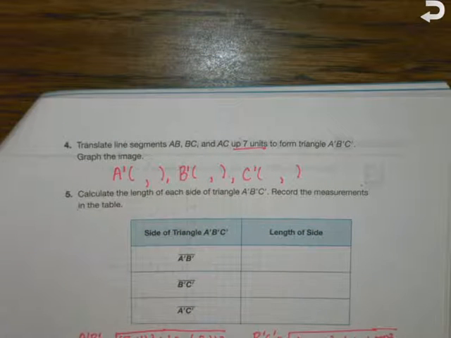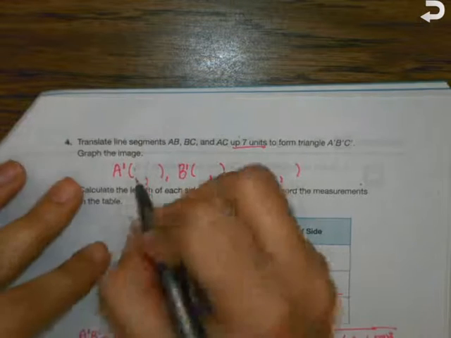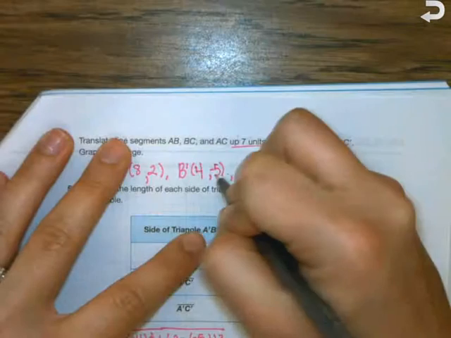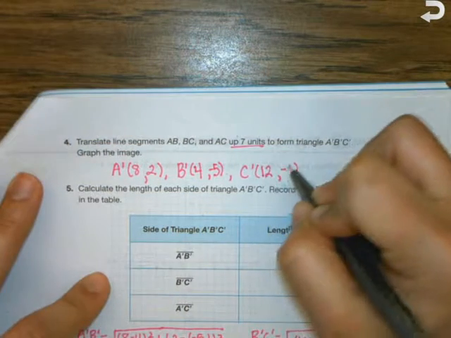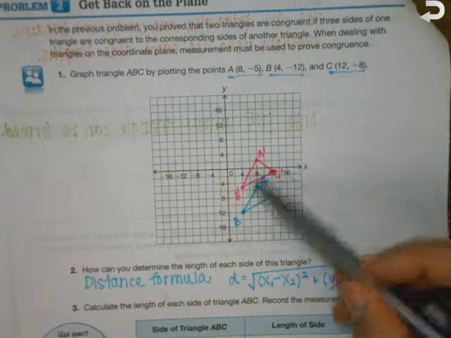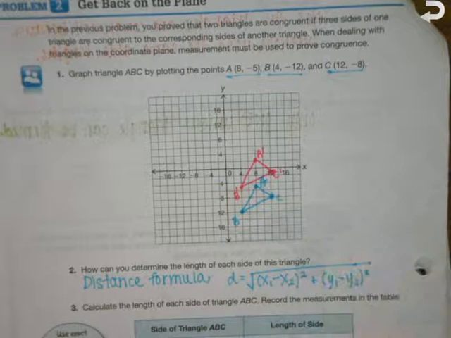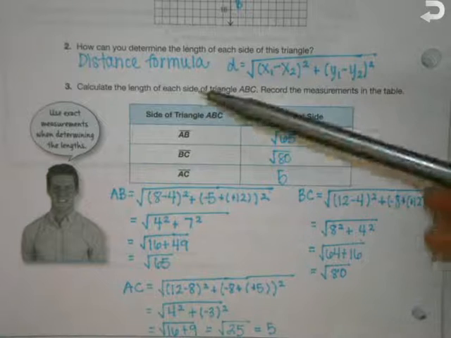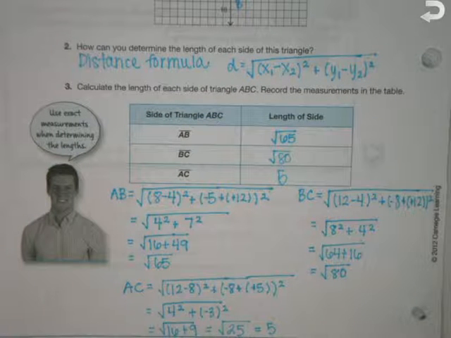Okay, guys, what did you get for the coordinates of A prime? 8, 2. Do you all agree? Okay, I agree too. What did you get for B prime? 4, -5, and C prime? 12, -1. So here's what I want you guys to do. Your triangle should have looked like this. Now I want you to find the lengths of A prime B prime, B prime C prime, and A prime C prime. So do exactly what we did in number 3, but now you're going to use the coordinates for A prime, B prime, and C prime. Find the lengths. Let me know what you get.